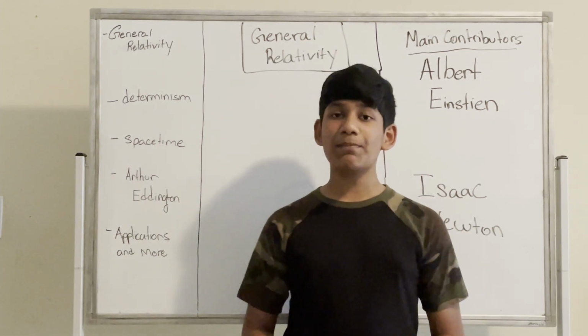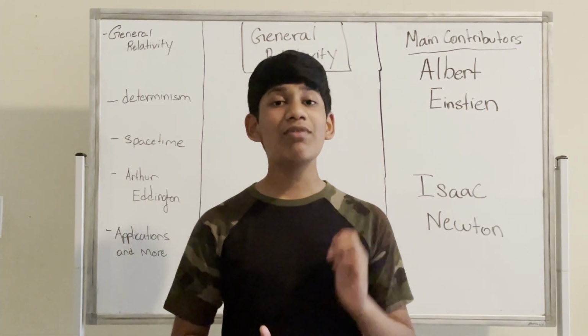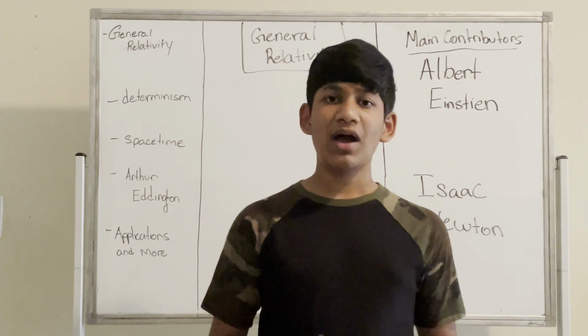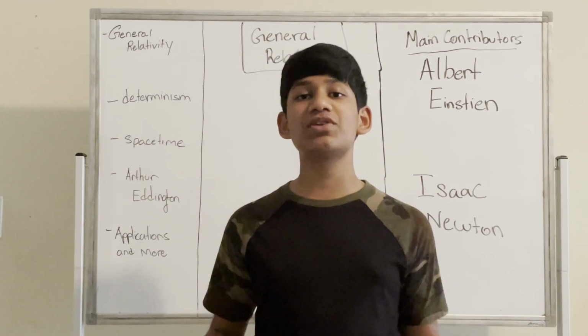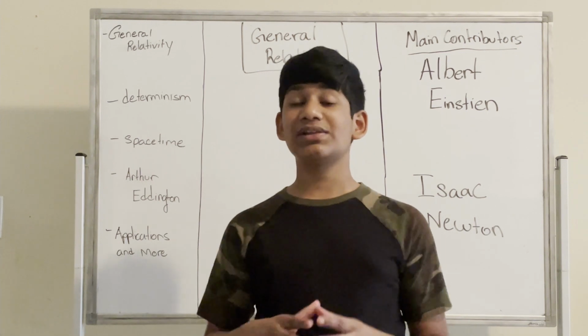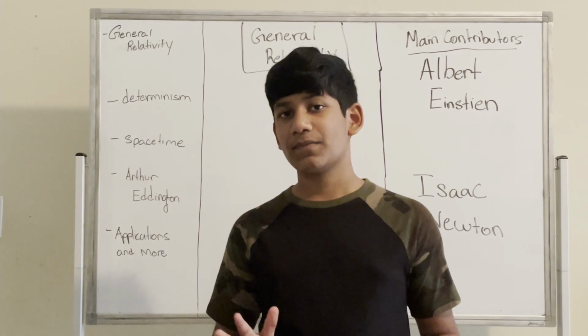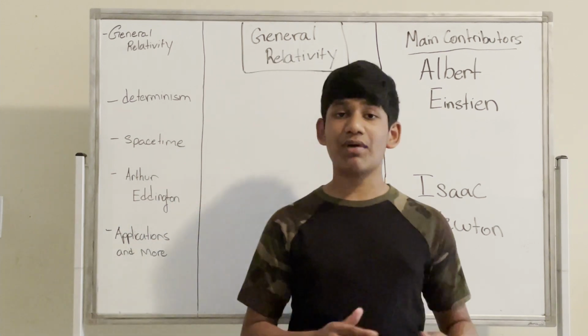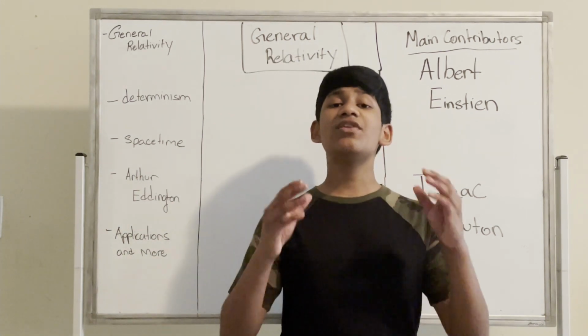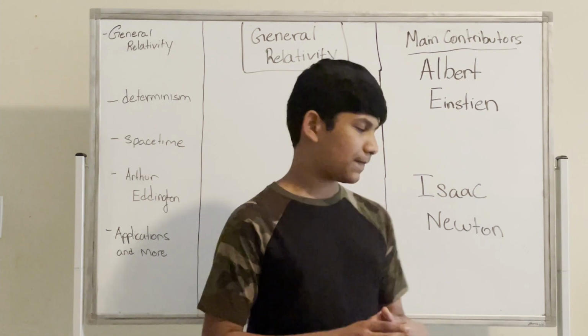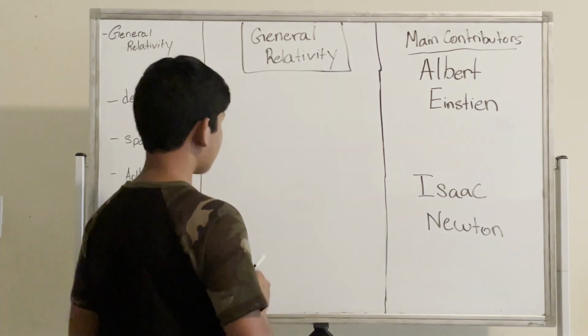So let's begin by talking about what is general relativity. General relativity is a theory proposed by Albert Einstein that rewrites the Newtonian version of gravity. It is a more accurate description of our universe itself, and it describes most of the phenomena in our universe. To truly understand general relativity, we must talk about the Newtonian version of gravity first. So what is the Newtonian version of gravity?